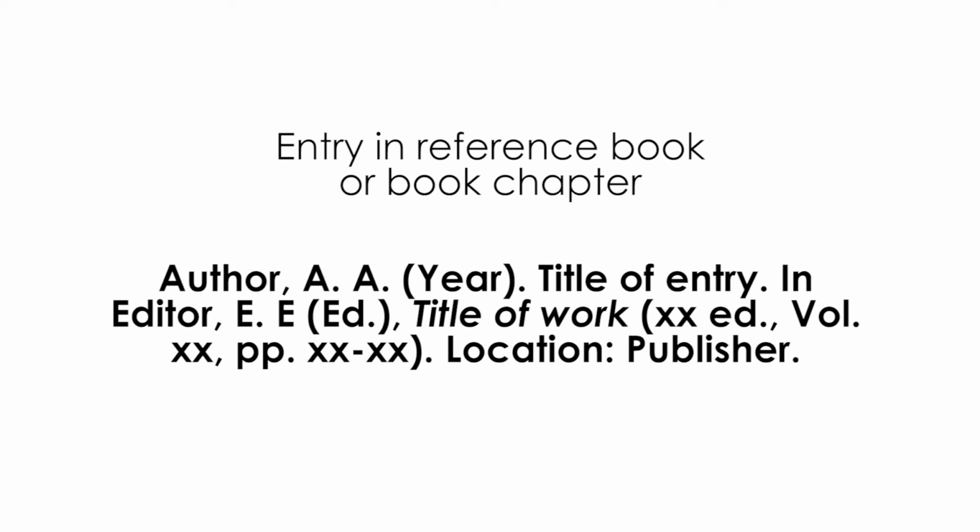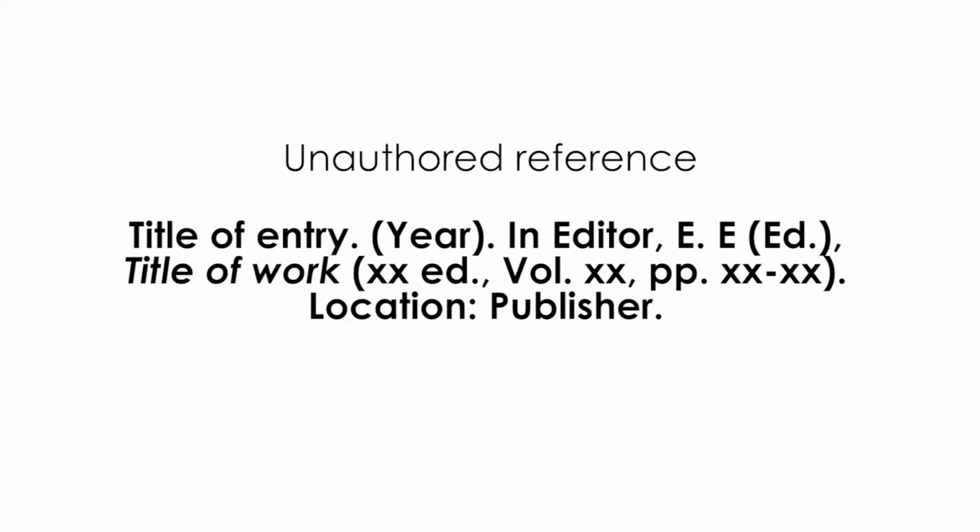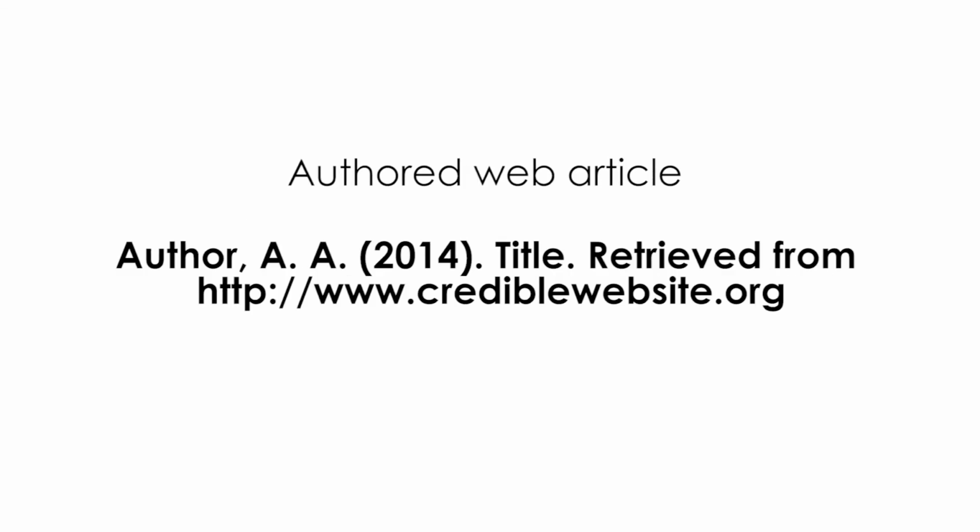If any of this information is not available, for example, there is no editor or there are not multiple volumes, exclude that information. If a reference work is not authored, such as a dictionary or encyclopedia, start with the title of the entry. For an authored article on a website, cite it just as you would a print article. You do not need to list the website as part of the entry. If an author is not identified, start with the title of the article followed by the date and the URL.